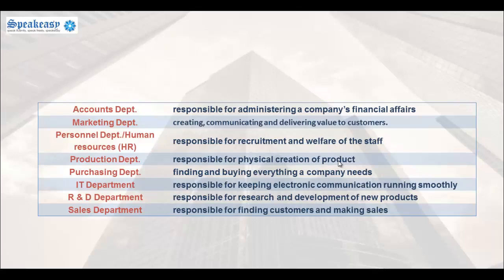The purchasing department is responsible for finding and buying everything a company needs. The IT department is responsible for keeping electronic communication running smoothly. The R&D department stands for Research and Development. This department is responsible for developing new products. The sales department is responsible for finding customers and making sales.